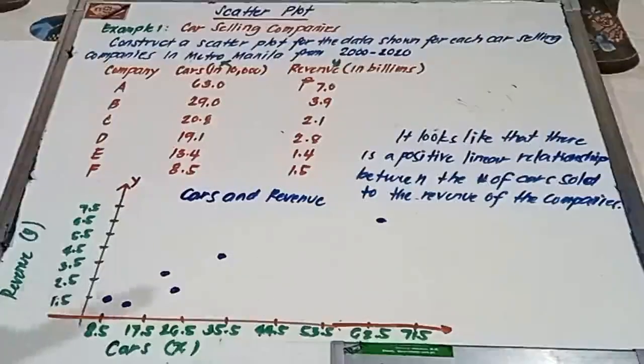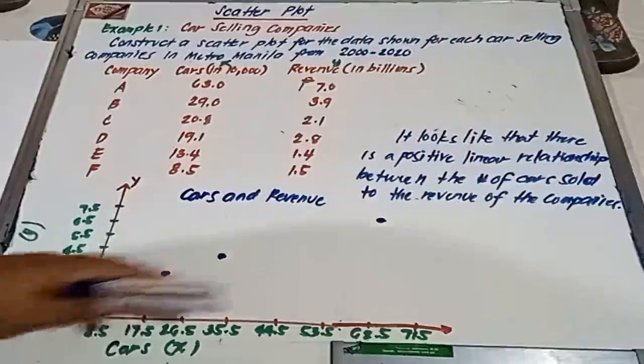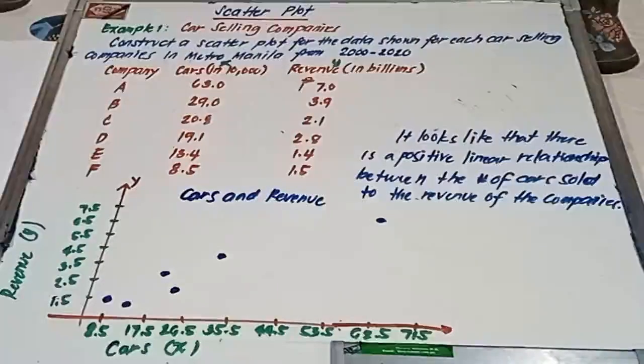Okay. So that is our last step. The first step is you're going to draw and label the x and y axis, and after that we're going to plot the points for the second step. And for step number 3, we're going to determine the type of relationship, if there's any relationship. And based from this example, yung ating mga points or ating scatter plot or diagram, looks like there is a positive linear relationship between the number of cars sold dun sa ating revenue of the companies.